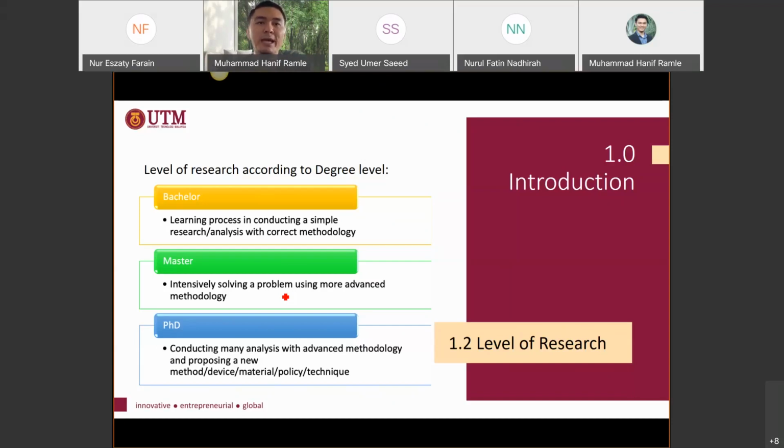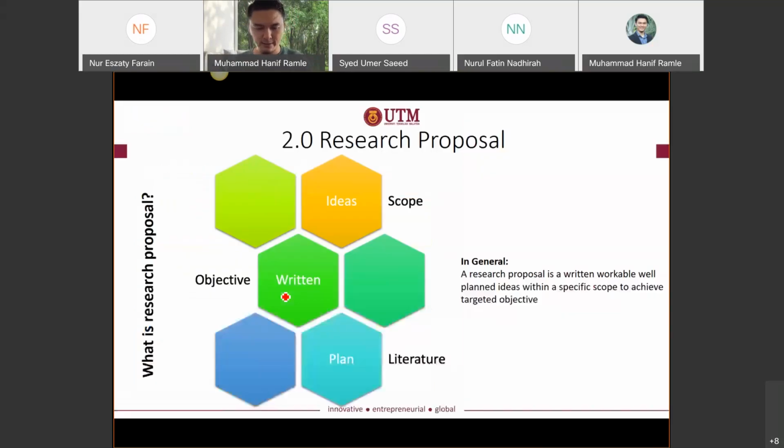Okay, maybe artificial intelligence will propose a new method to discover or detect some cancer cell, for example. A new method to detect cancer cell, for example. Okay, so these are the differences between bachelor, master, and PhD level of study.